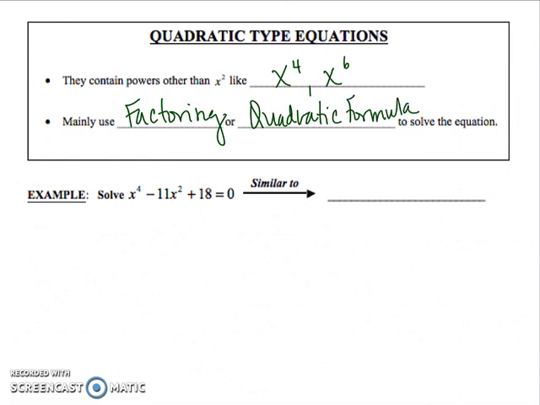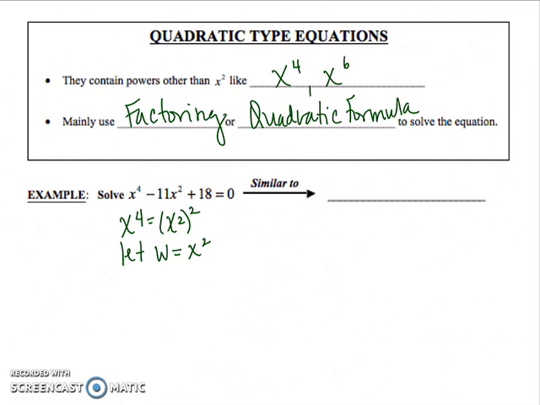All right, so our first example, we have x to the fourth minus 11x squared plus 18 equals 0. Some positives here. 3 terms, already set equal to 0. So this is what we would call a quadratic type. It looks like a quadratic equation. And it's similar to, if we just say, let's do a little substitution, okay? X to the fourth is really x squared squared, right? So let's do a little substitution, and let's just let w equal x squared, okay?